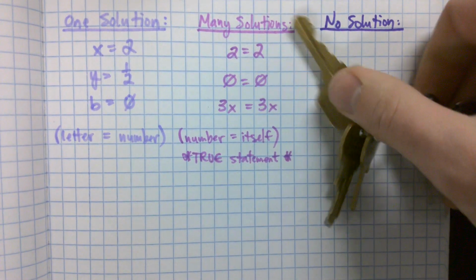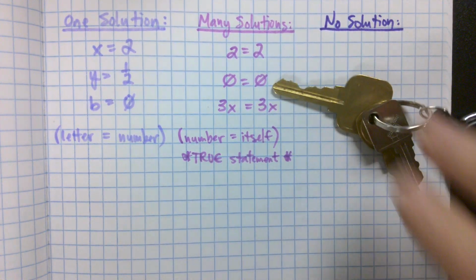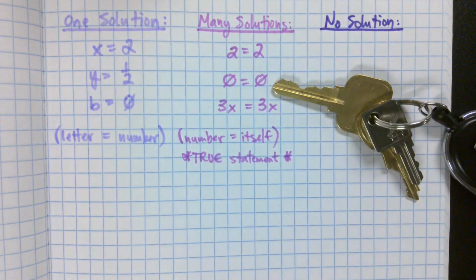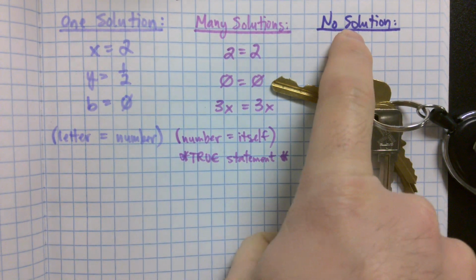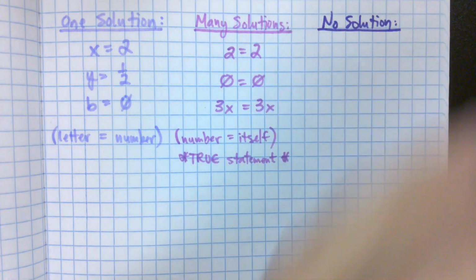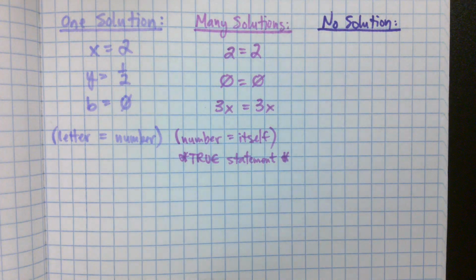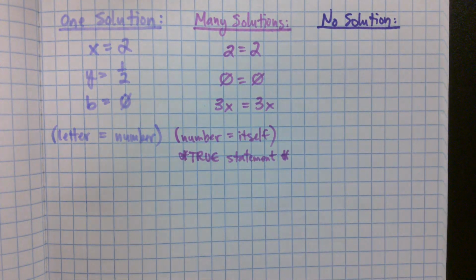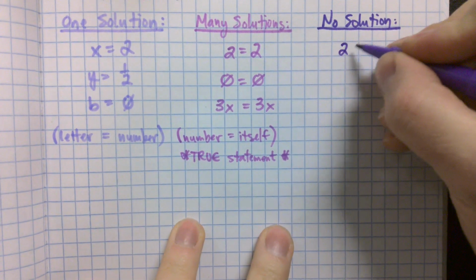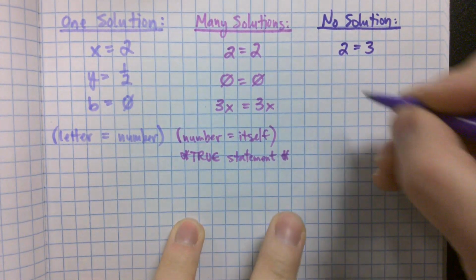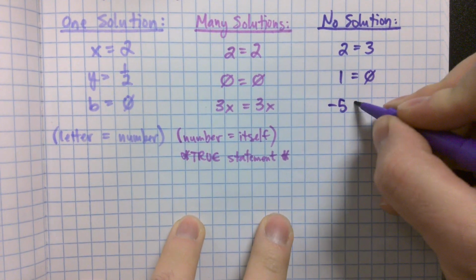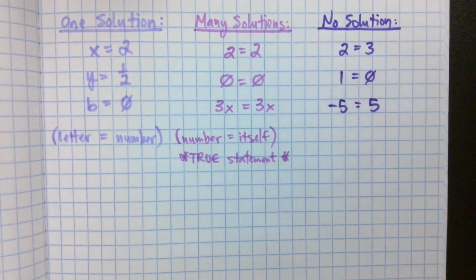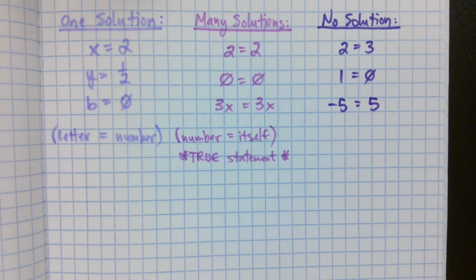This is my house key. Okay? This house key, if I wanted to use it on campus, has no solution. It doesn't open any of the doors on campus, obviously, because it opens my house, right? So we know that an equation has no solution if we see something like 2 equals 3, 1 equals 0, -5 equals 5, or any type of, as we know it before, false statement.